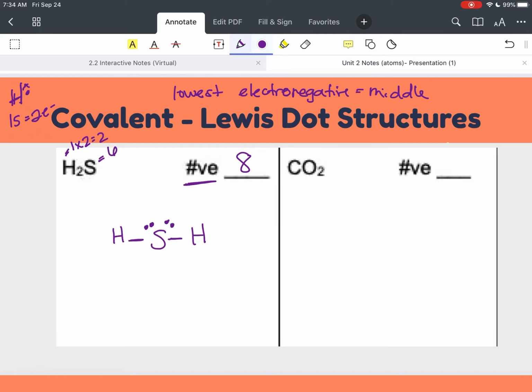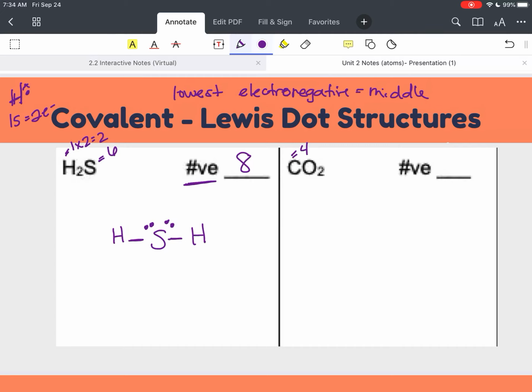As a general rule, we don't put electrons on the top and on the bottom of something in the middle. They always just go around it. It's going to influence the shape of the molecule that we'll talk about later. So just go ahead and start getting in that habit. Okay, let's look at the next one.